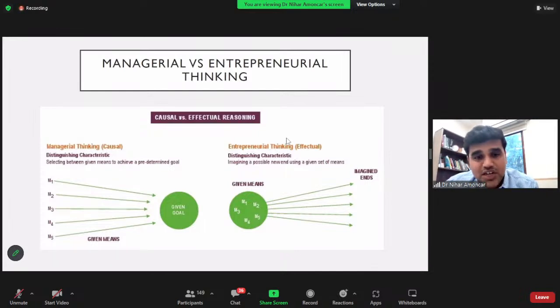Now, the other form of thinking is entrepreneurial thinking, which is more effectual. That means instead of setting a predetermined goal, I'm going to use different imaginations of how I can use my given means in order to lead to any one of the goal outcomes. Here the goal is not set. Let me not set a goal, because the goal might not be the most optimal or the right thing for me to do. Rather, I'll see whatever is possible for me to do with my available means and just see what the outcome is.